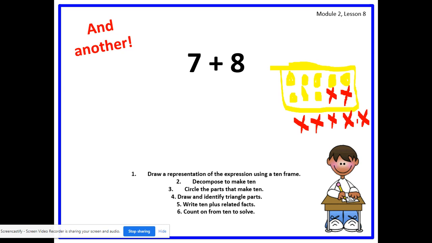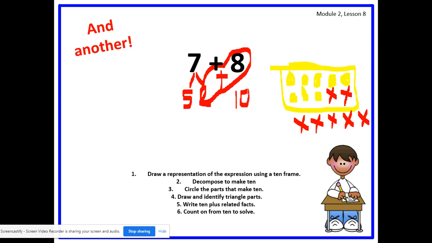Now, go ahead and decompose to make 10. Press play to check your work. You should have 2 and 5 because 2 and 5 make 7, and there's 2 inside the 10 frame and 5 outside the 10 frame. Now circle the parts that make 10 and write the 10 beside it. Press play to check your work. You should have circled 8 plus 2. And you should have written a 10 beside it.